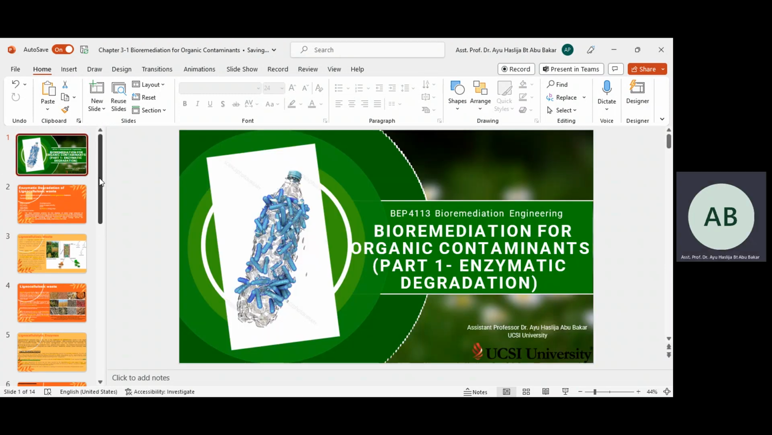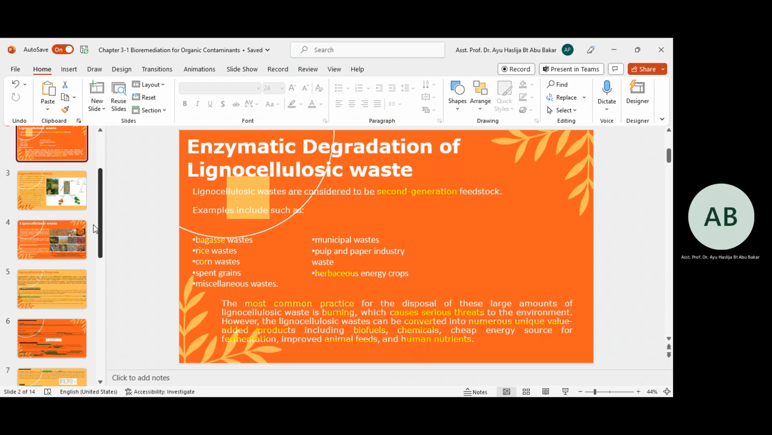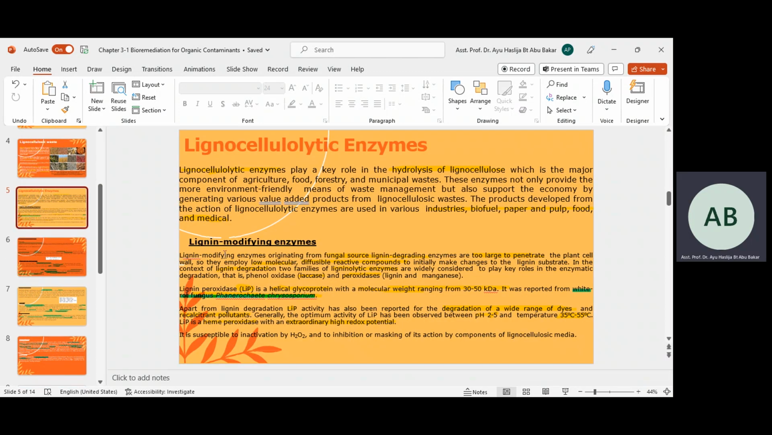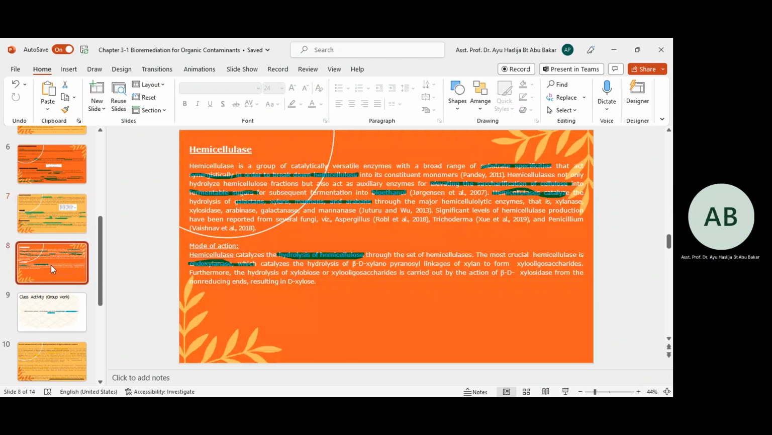Basically, in this subtopic, you are introduced to various types of enzymes from lignocellulosic waste. Last time we went through the lignin modifying enzymes. There are a few: LiP, MnP, the laccase, hemicellulase, and a few more. From there, you need to know their origin and how they react on the substrate.